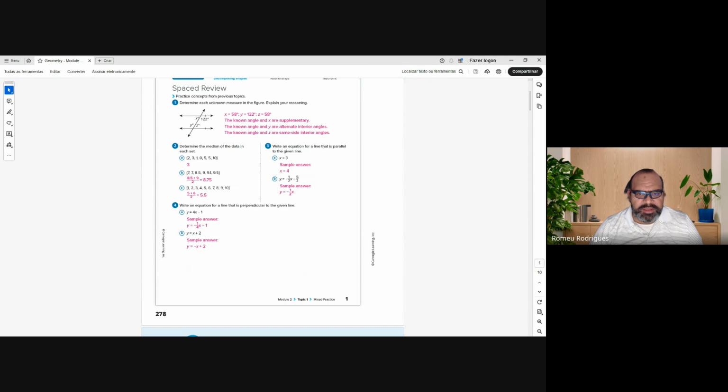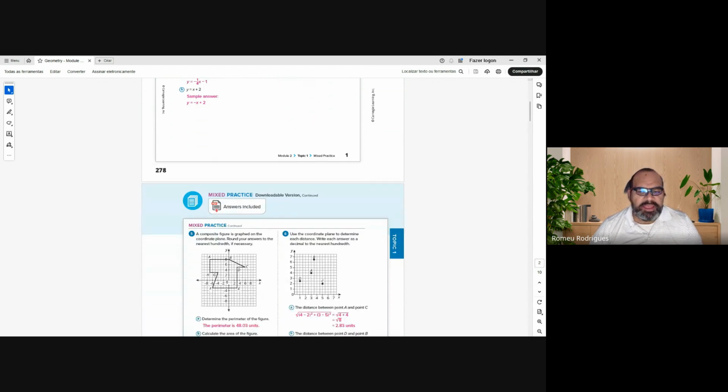Number 4, write an equation for a line that is perpendicular to the given line. Guys, perpendicular is the opposite reciprocal. 4x becomes negative 1/4 x. x becomes negative x. Okay? Pause the video now, work 6 minutes, and go to the next one.